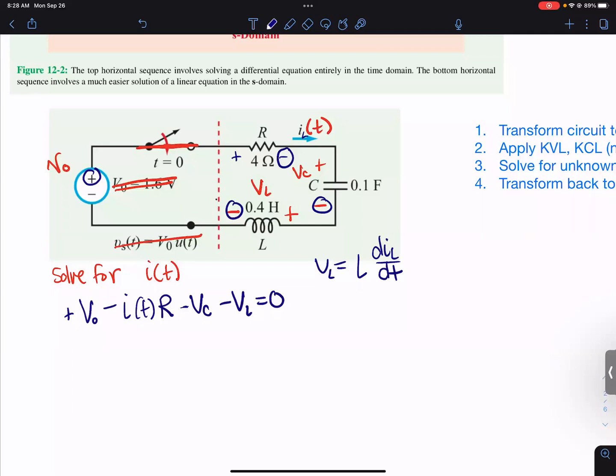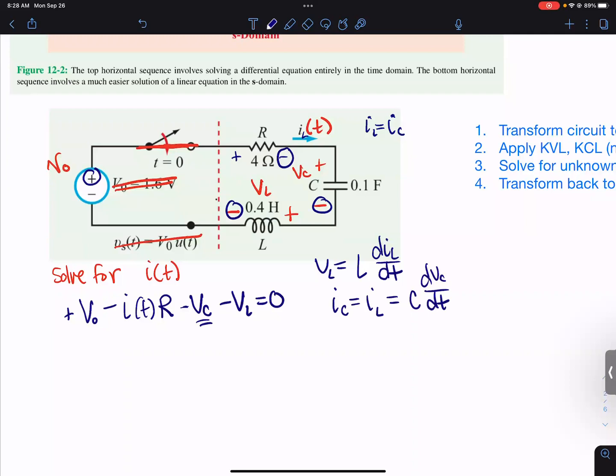So we need to get all the variables in here to be in IL. So VC, we also need to get into IL. So we notice that IL equals IC. And we have the equation for IC, which equals IL, to be C dVC/dt, but we have it in terms of VC, so we would have to integrate both sides of this.